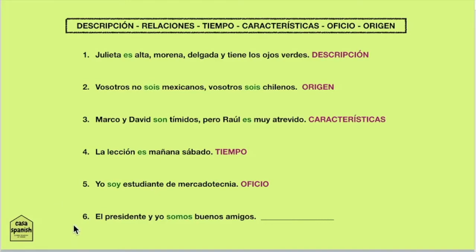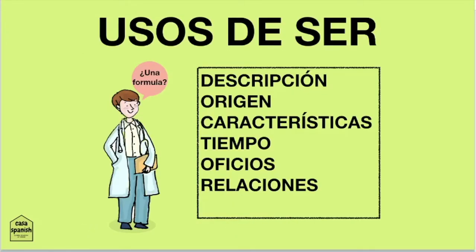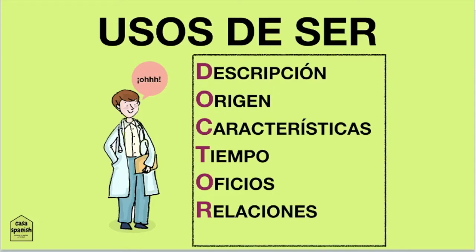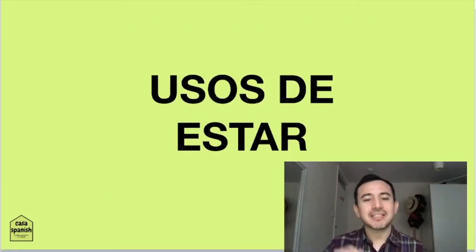Número 6. El presidente y yo somos buenos amigos. The president and I are good friends. Relaciones. Amigos. Somos amigos. There's a bit of a formula actually if you want to know when to use ser. You can use the word doctor, descripción, origen, características, tiempo, oficios y relaciones. So that was ser. Now estar.